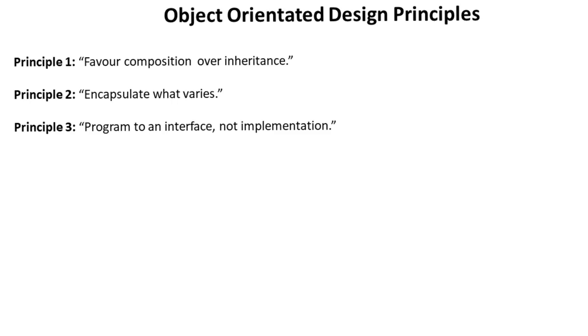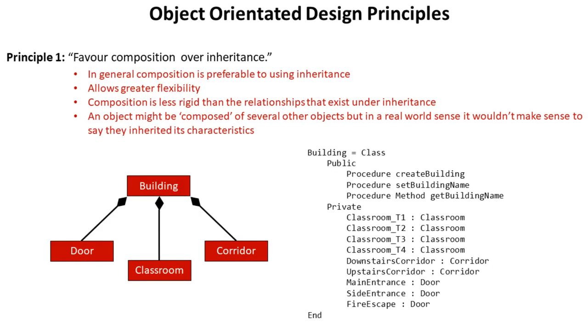It's also important to understand the three object-oriented design principles. Principle 1, favour composition over inheritance. Principle 2, encapsulate what varies. And Principle 3, program to an interface, not implementation. Let's take a look at each in turn.